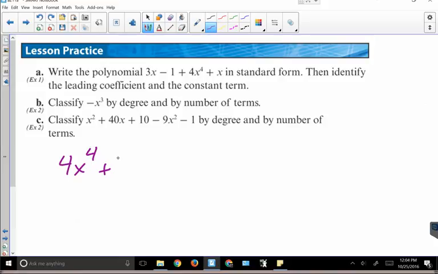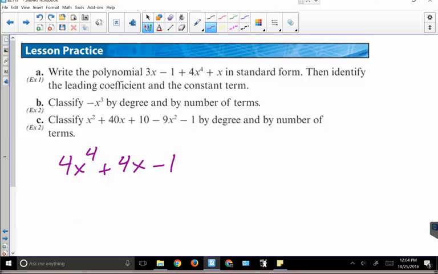How many x's? Okay, so I got 4x, and then what? Minus 1. Good. Okay. So now, let's see.